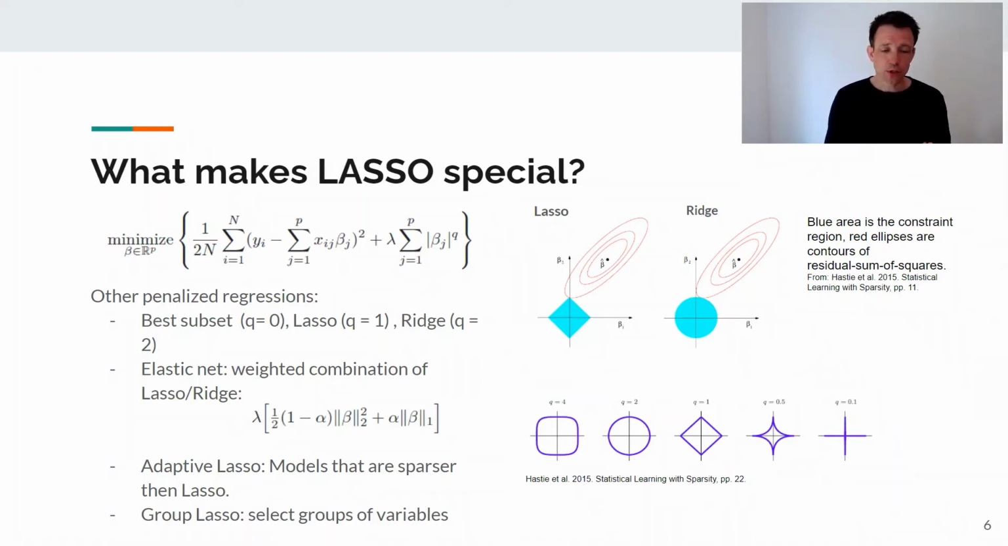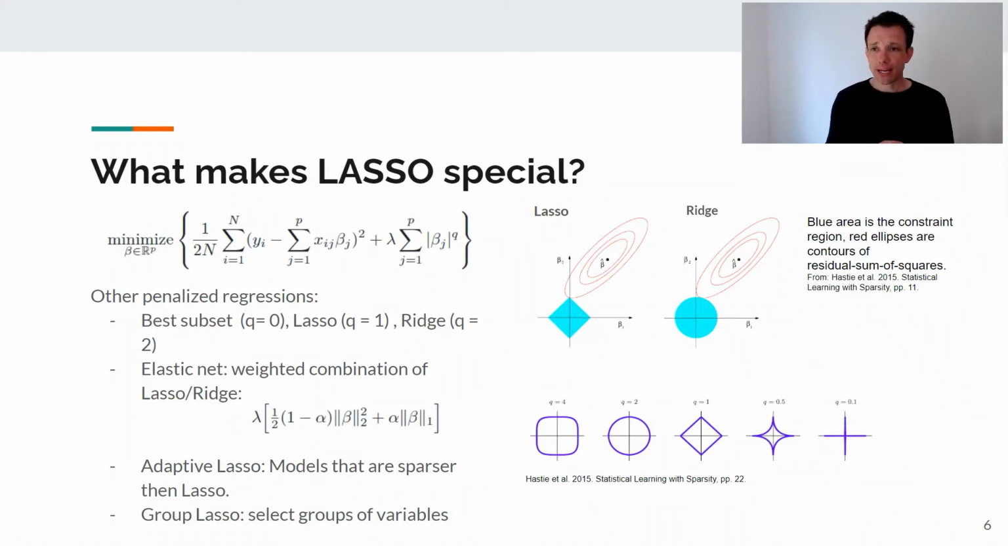There is also something called adaptive lasso that results in models that are even sparser than lasso, which is quite attractive, and there is something like a group lasso, which selects groups of variables, which is again a bit different. You can use that, for example, if you have a set of dummy variables that specify a specific characteristic. Then you might not want to include individual dummy variables, but rather have them included as a group or excluded as a group, and that's something you can achieve with group lasso.